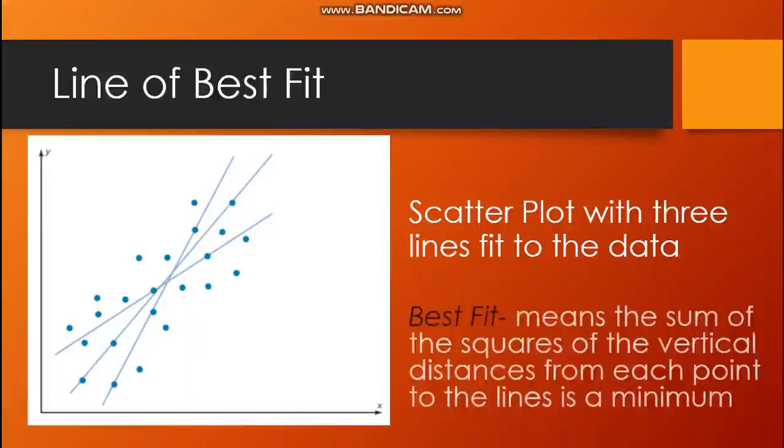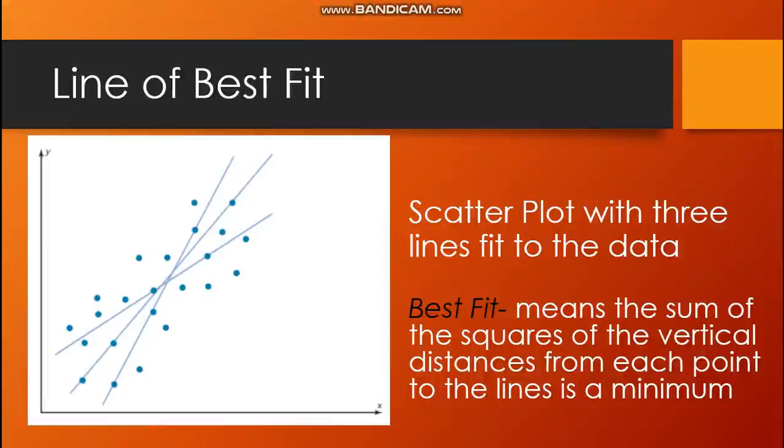It means the sum of the squares of the vertical distances from each point to the line is a minimum. So, for that line of best fit, if we are going to get the sum of the squares of the vertical distances of all these points, it should be a minimum. That is what we call the best fit or line of best fit. Okay? The sum of the squares of the vertical distances of each point to our line must be a minimum. And that is what we will call the line of best fit.